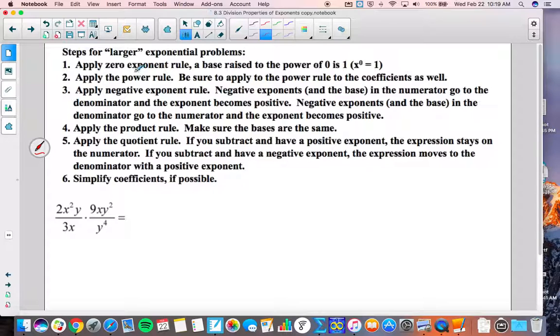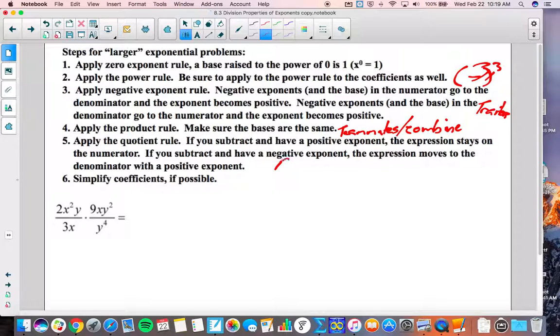Remember, if you see a power, anything raised to the 0 power is 1. We have that power rule where we do sprinkling. Whether it's the top or the bottom, sprinkle, sprinkle, sprinkle. Get that sprinkling done. Then if we have negative exponents, we take care of that. Then if we have the same bases, we're going to combine the teammates. So we're going to identify any bases that are the same and combine them together, add exponents.